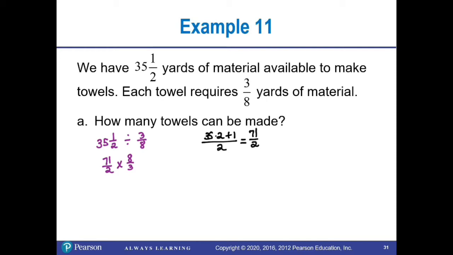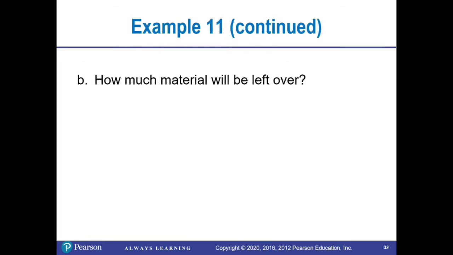Again, I like to simplify before I multiply. We can only simplify from top to bottom. 2 goes into itself 1 time, and 2 goes into 8 4 times. Multiply your numerators. 71 times 4 is 284, and 1 times 3 is 3. Now we want to know how many towels can be made, so I'm going to divide 3 into 284. 3 goes into 284 94 times. It means I have 94 wholes. So that tells me we can make 94 towels. Look at part B.